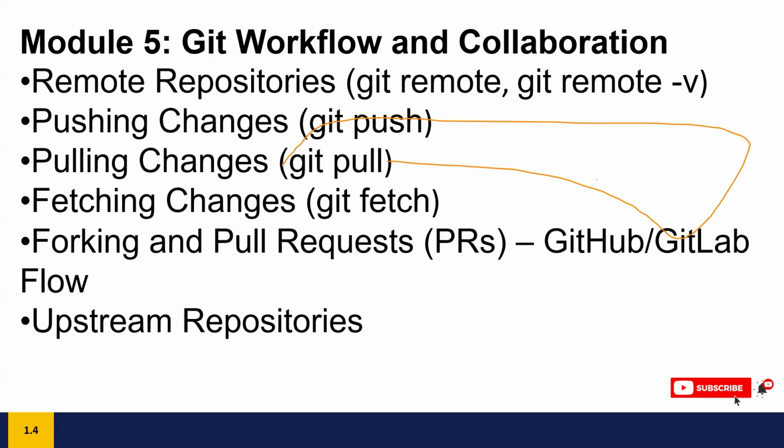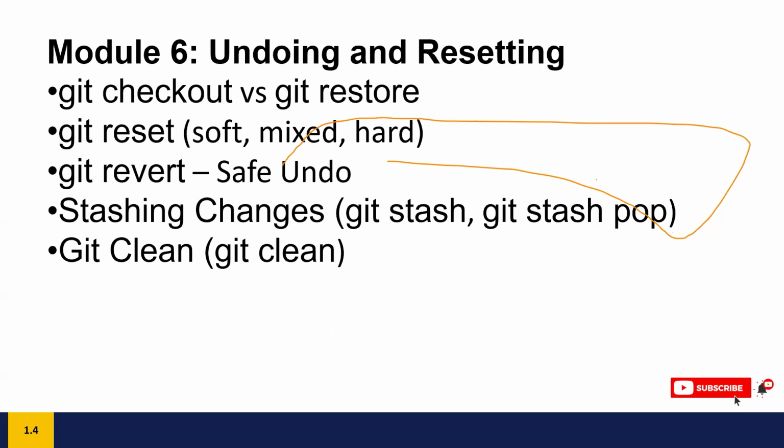Module 5 will discuss Git workflow and collaboration: remote repositories, git remote -v, pushing changes, pulling changes, fetching changes, forking and pull request, and upstream repositories. Module 6 will discuss undoing and resetting: git checkout versus git restore, how you can check out and how you can restore, guys, and git reset soft, mixed, hard, and git revert, safe undo, and stashing the changes.